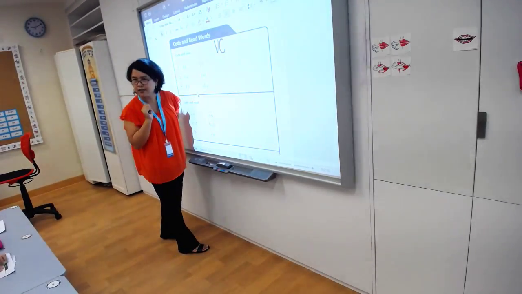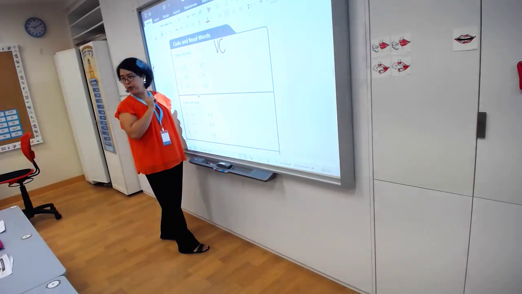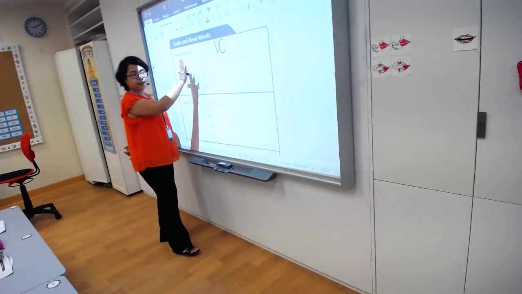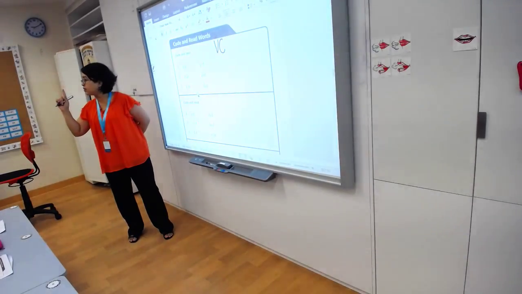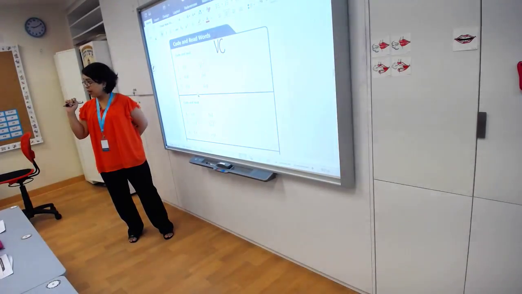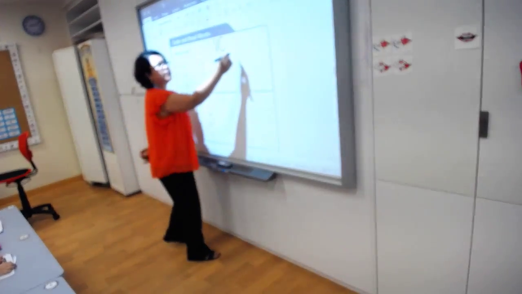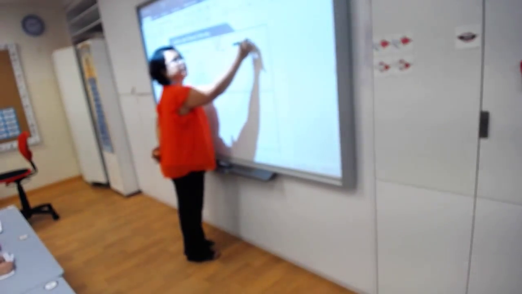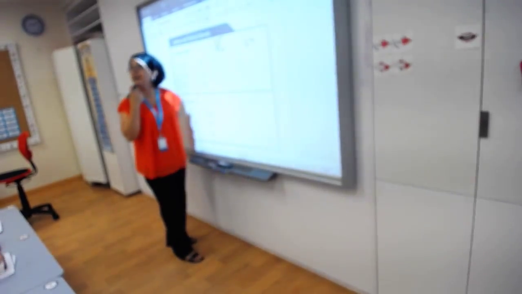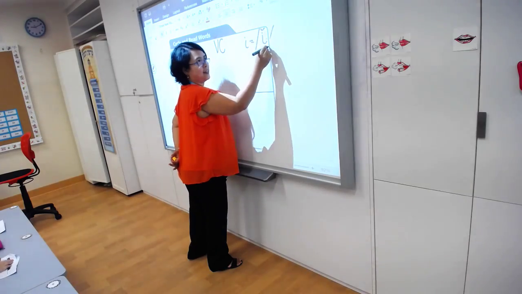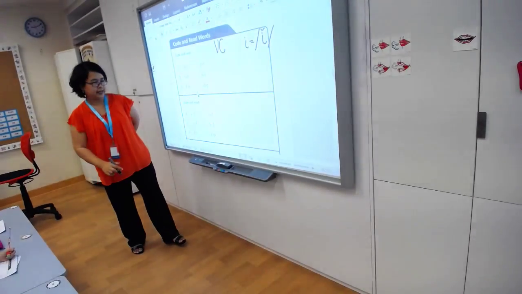Short or long? Short, and I code it with a breve. Okay, so in these words, we need to check if there's a consonant after the vowel. If there is, the vowel will make a short sound. But what is the short sound for the letter I? Are we ready? Yeah. Let's start.